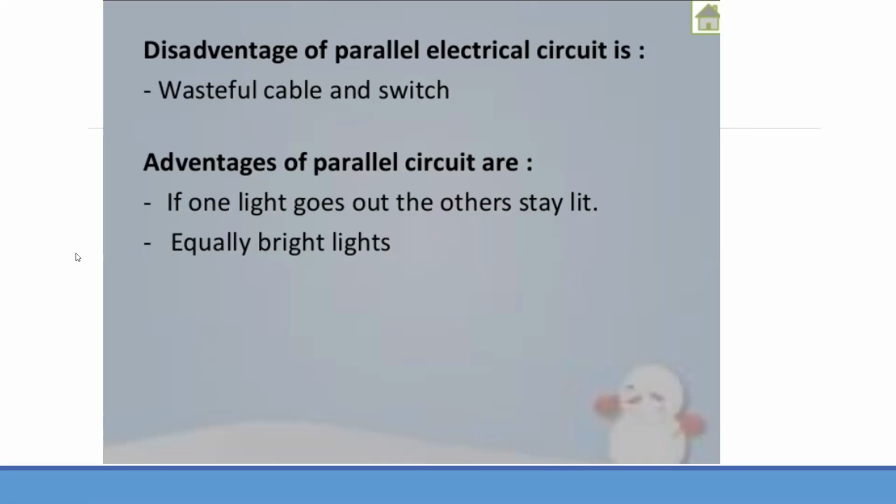And the second one, we have equally bright lights. This is not very important. The most important thing for you is that if one light goes out, the others stay working.